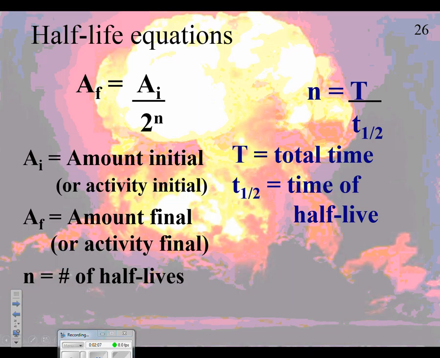So if I know the initial amount and I know how many half-lives it's going to undergo, then I can tell how much I'm going to have after that amount of time. But if I don't know the half-life, but I do know the total time and the amount of time it takes for a half-life, I can find out how many half-lives it undergoes. Okay, I'll give you a second to write this down. Pretty straightforward equations.